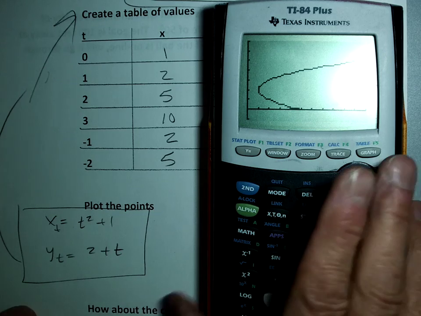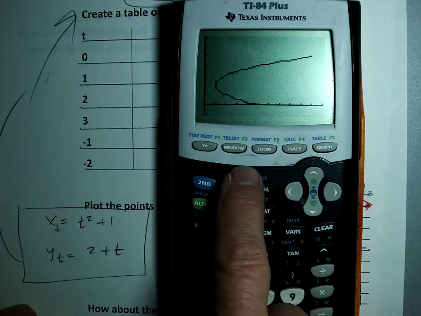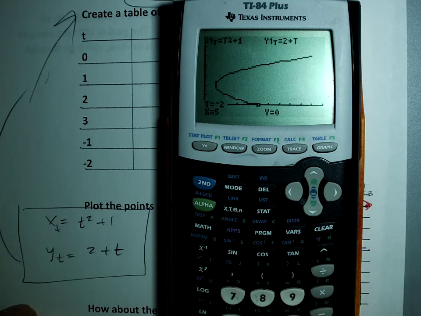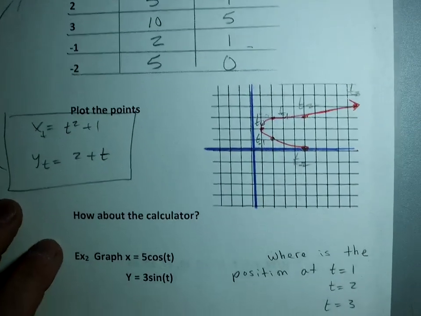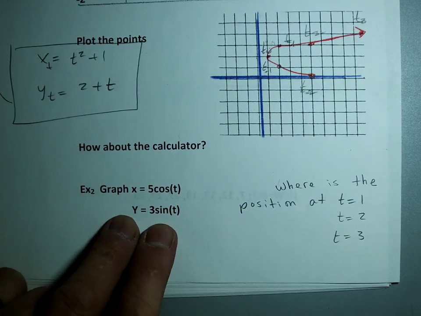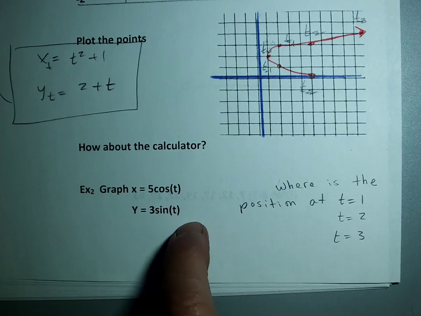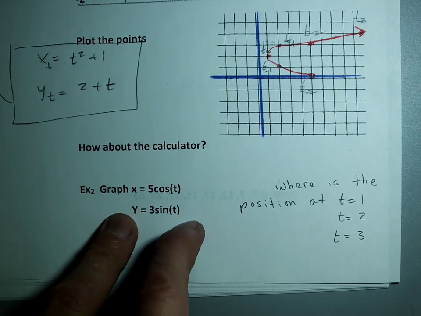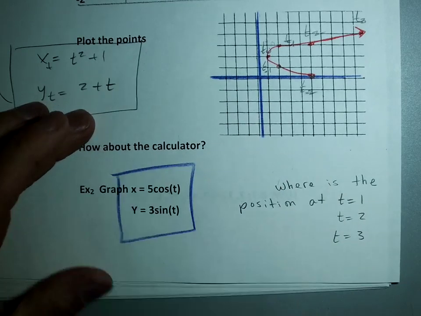Now, if I want to find out where it is at any particular point, I can just use my trace button. I can go trace, and I can go to 3. Boom, there it is. It tells us exactly where it is, okay? Now, let's take a look at number 2. So number 2, if I want to graph this, that's kind of hard to do. I could plug in 1, I could plug in 2, I could plug in 3, but wouldn't it be easier if we just went straight to our calculator, okay? So let's put this straight into the calculator.